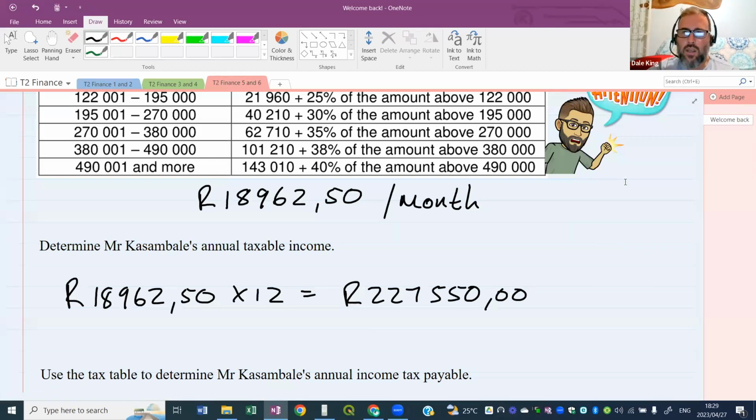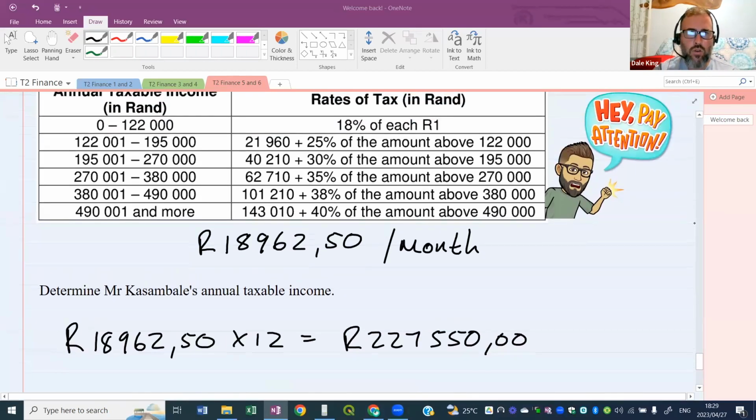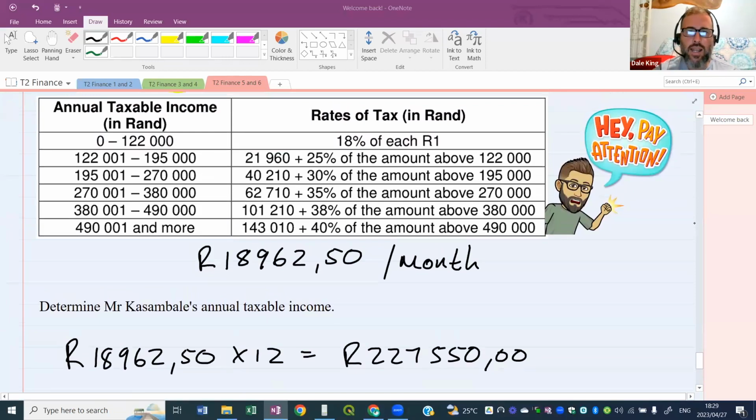Stay with me. I'm sure I said multiply. Now we've got an annual taxable income, and now we can actually look at the tax table. You can't even look at it unless you've got an annual taxable income. Now let's look at this tax table.